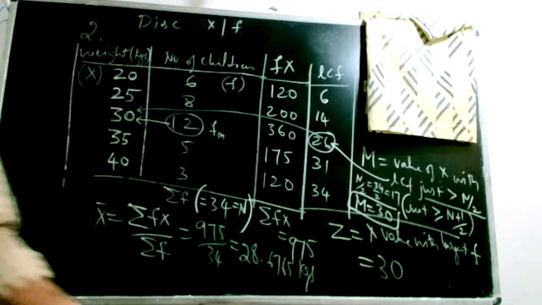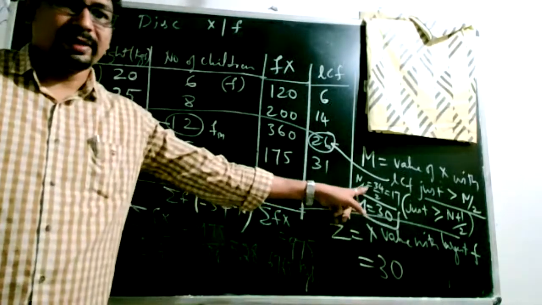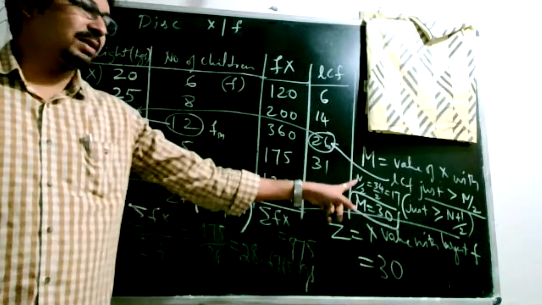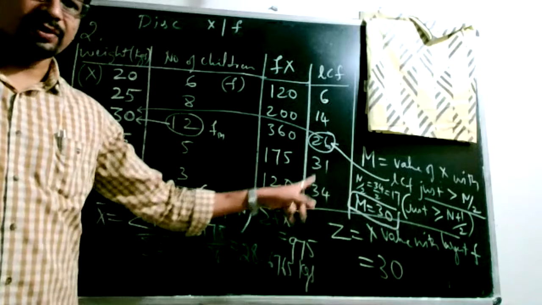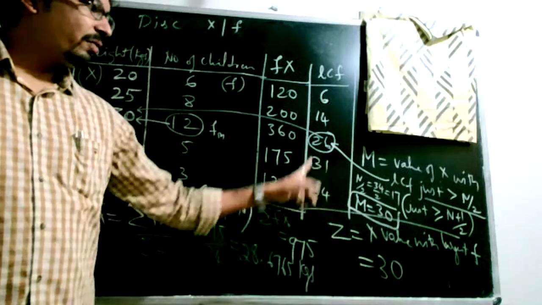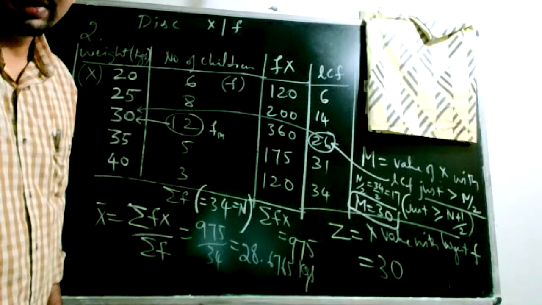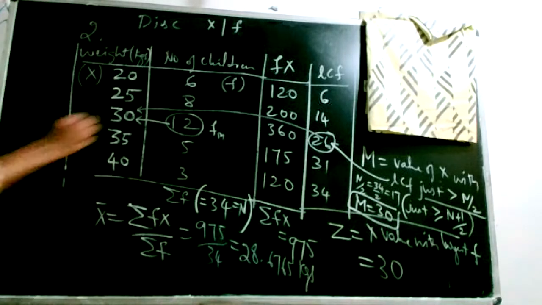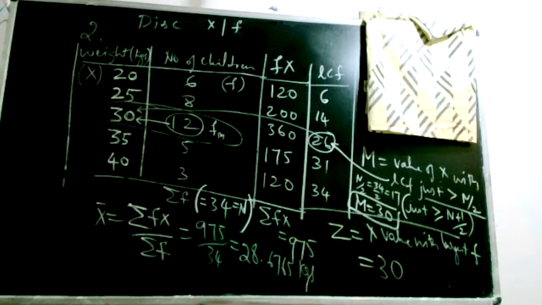So first step, finding the LCF. Second step, computing the value of n by 2. Third step, picking the LCF which is just or immediately greater than n by 2. There will be many values which are greater than n by 2, of which pick the one which is least, and then obtain the respective value of x. That gives you the median. For mode, just identify the highest frequency, pick the value of x.